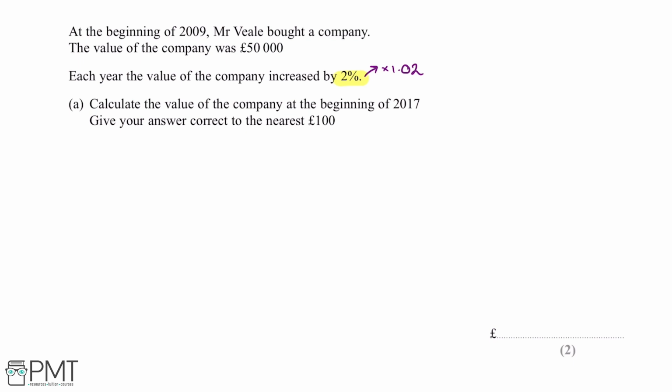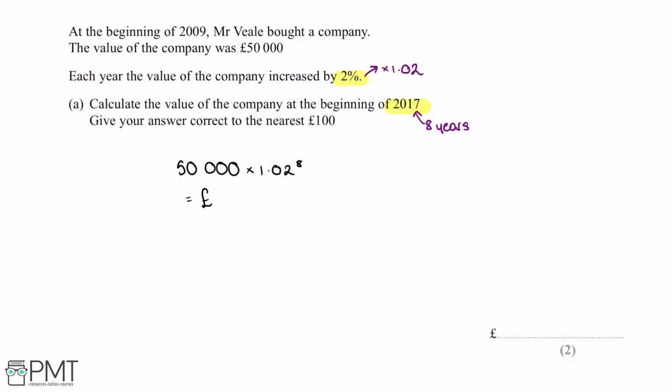We could continue this question by multiplying 50,000 by 1.02 8 times, or we could solve it all in one go. We want to work out the value of the company at the beginning of 2017, which is after 8 years. So an easier way of writing this is 50,000, the original value of the company, times 1.02 to the power of 8. This is the equivalent of multiplying 50,000 by 1.02 8 times.